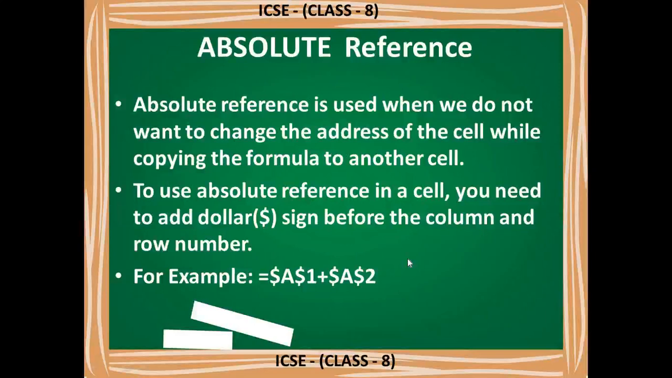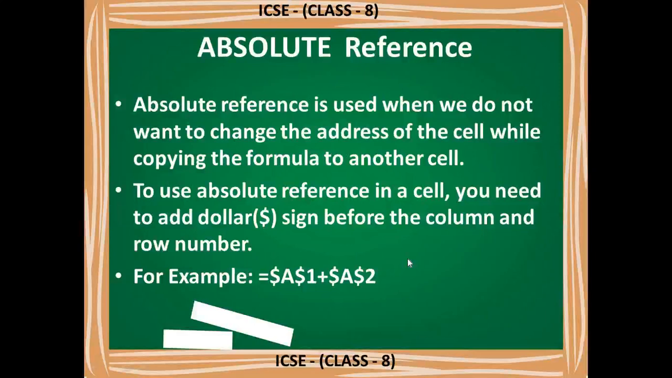Absolute reference is used when we do not want to change the address of the cell while copying the formula to another cell. To use absolute reference in a cell, you need to add the $ sign before the column and row number. The $ sign is present on number 4. Hold the Shift button and press number 4 on the second row. You will get the $ sign, and that formula will be considered an absolute reference. In the sense that if you copy it, it will not have any effect.